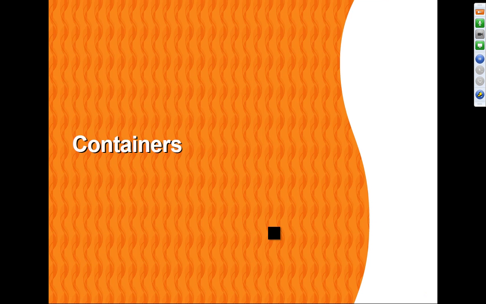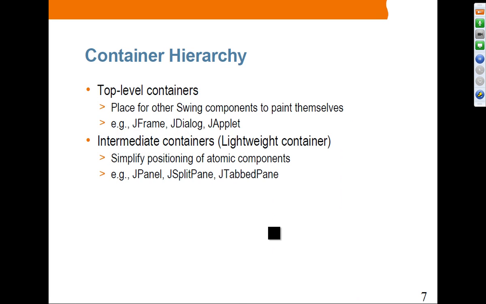Okay, so let's move on with the containers. There are two types of containers. First, top-level containers. These are the places for other Swing components to paint themselves. Java provides three top-level containers: JFrame, JDialog, and JApplet. For desktop applications, we are typically dealing with JFrame.